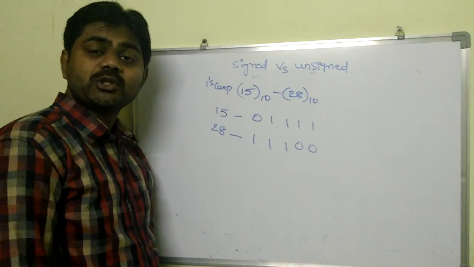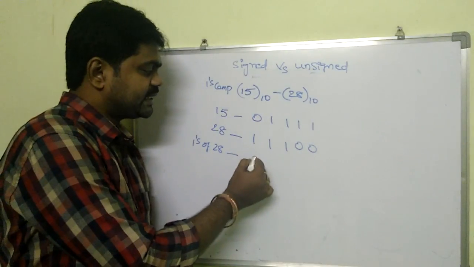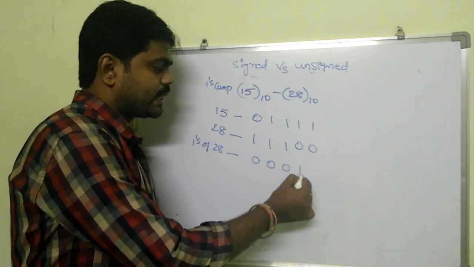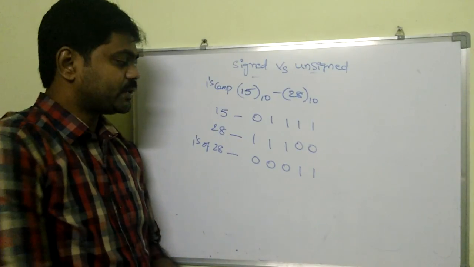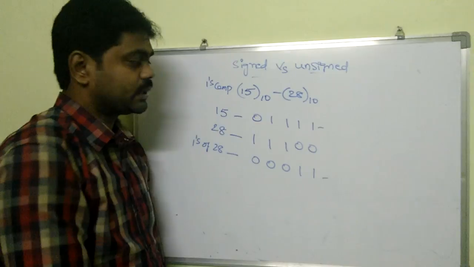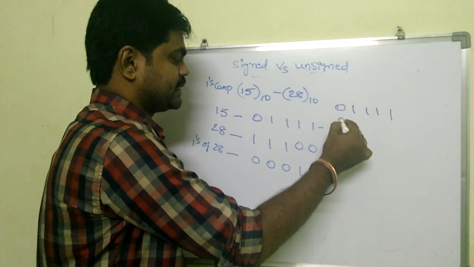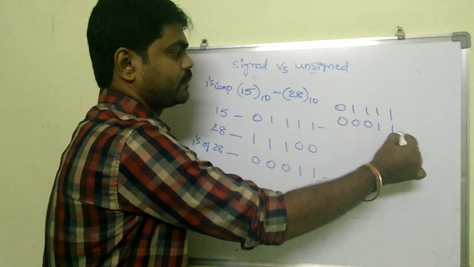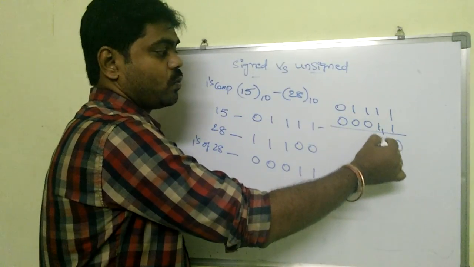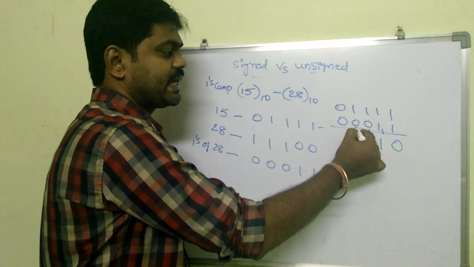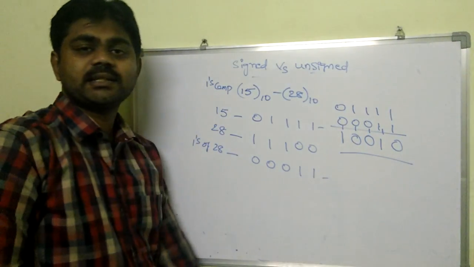And I need to apply 1's complement for 28. So 1's complement of 28, what we get? 0, 0, 0, 1, 1. So I performed 1's complement for 28. Next I need to add these two numbers, this one and this one. So add 0, 1, 1, 1, 1 and 0, 0, 0, 1, 1. So what I get? 0 with carry 1, 1 with carry 1, 0 with carry 1, 0 with carry 1 and 1. So I got 10010.